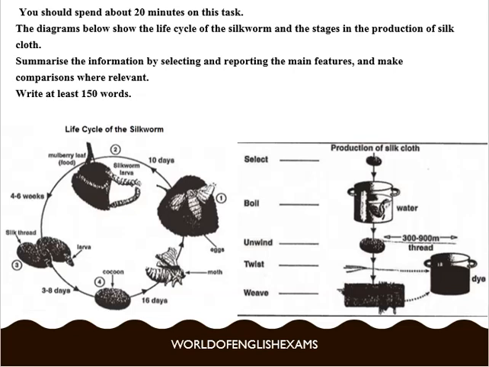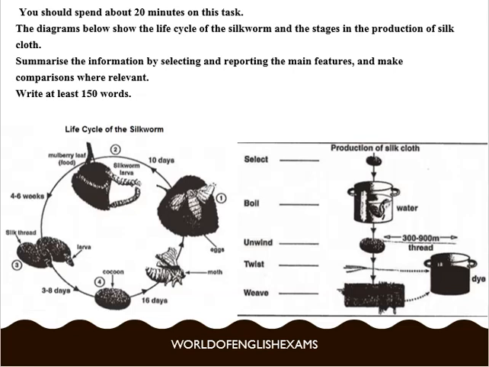Then what do we need to do? As we already discussed, we have to summarize the information by selecting and reporting the main features and make comparisons wherever relevant. So this is what the question says. The second statement, that is, summarize the information by selecting and reporting the main features and make comparisons where relevant. This is a common statement for all the report questions. And the next statement also, write at least 150 words. Even this is a common instruction which is given to you.